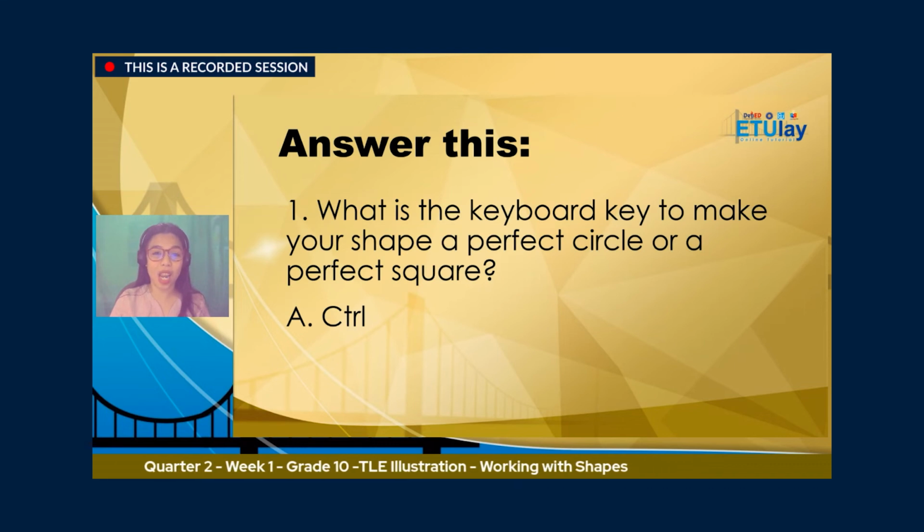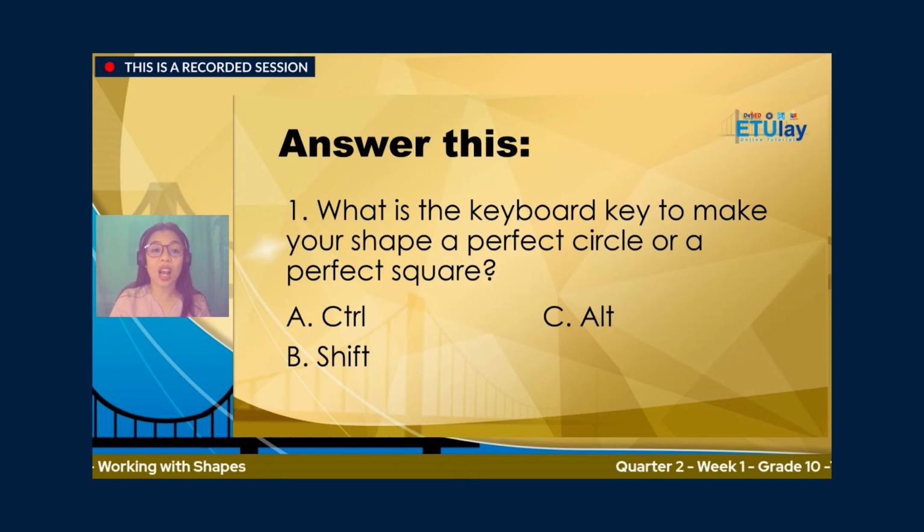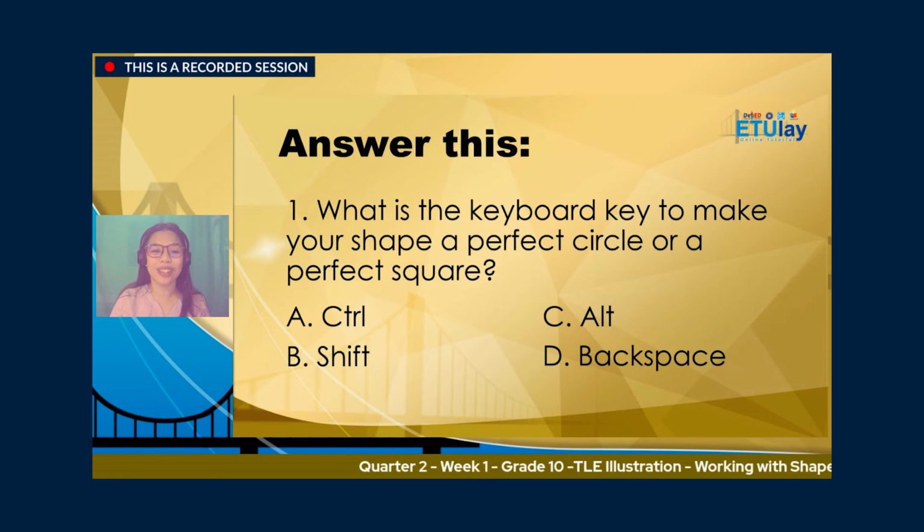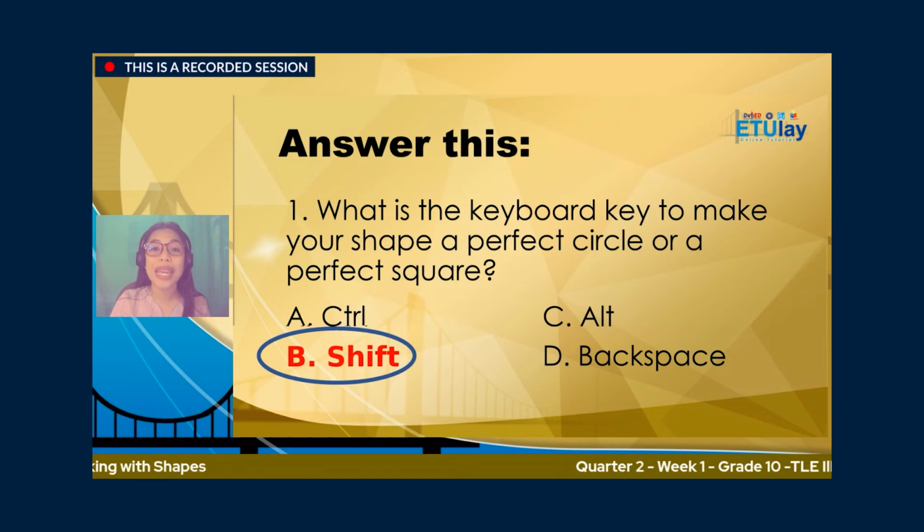Is it letter A, Control? Is it letter B, Shift? Is it letter C, Alt? Is it D, Backspace? What do you think? What is the keyboard key to make your shape a perfect circle or square? It is the letter B. Yes, correct. It's letter B. You can click the shift key.